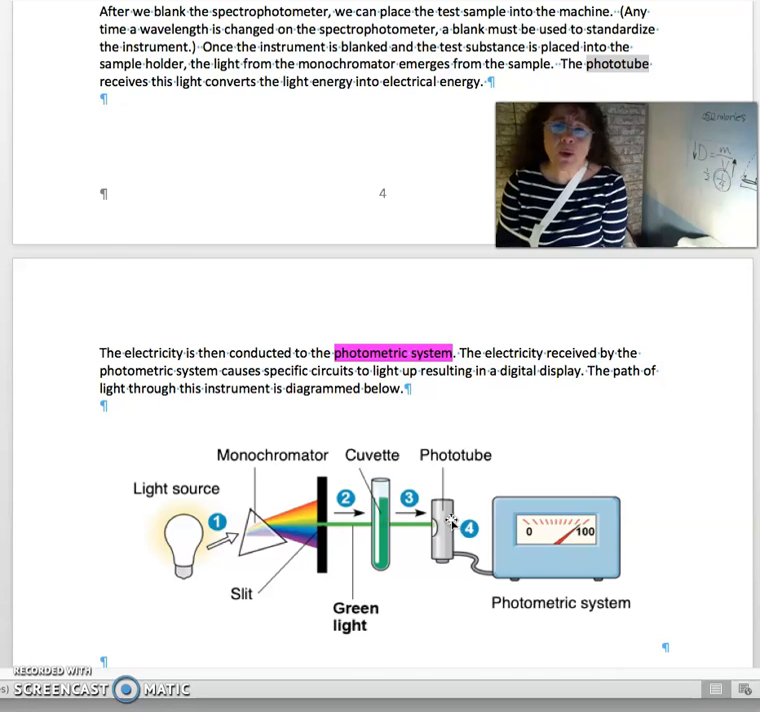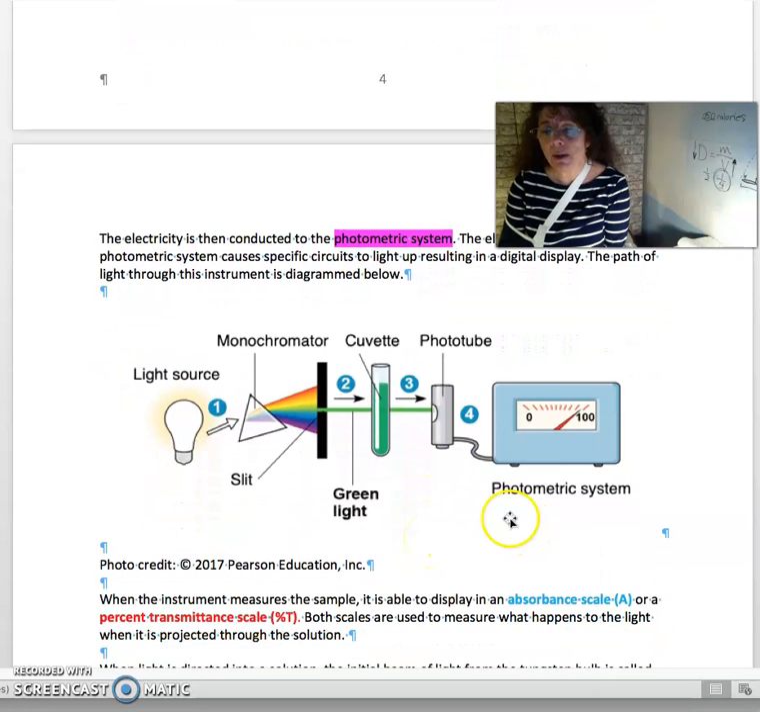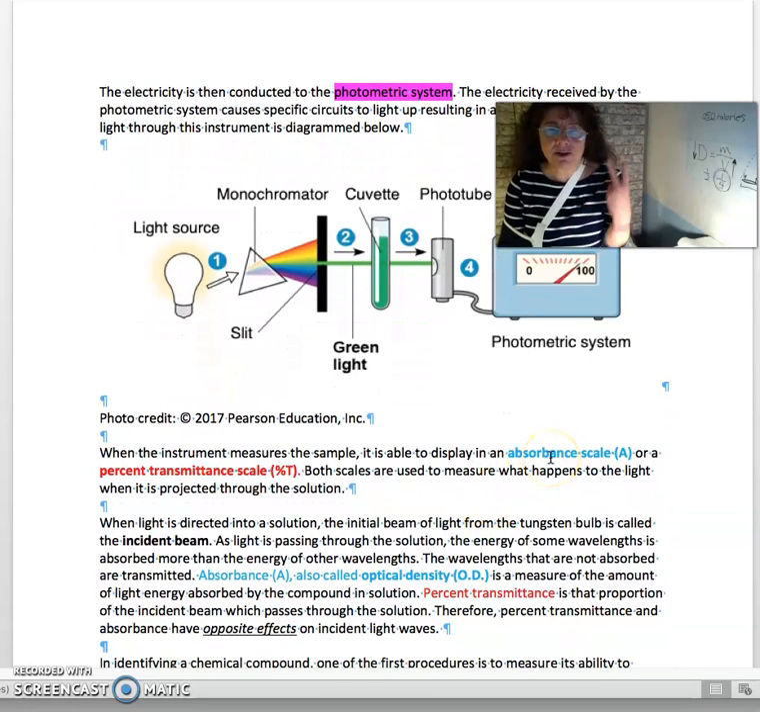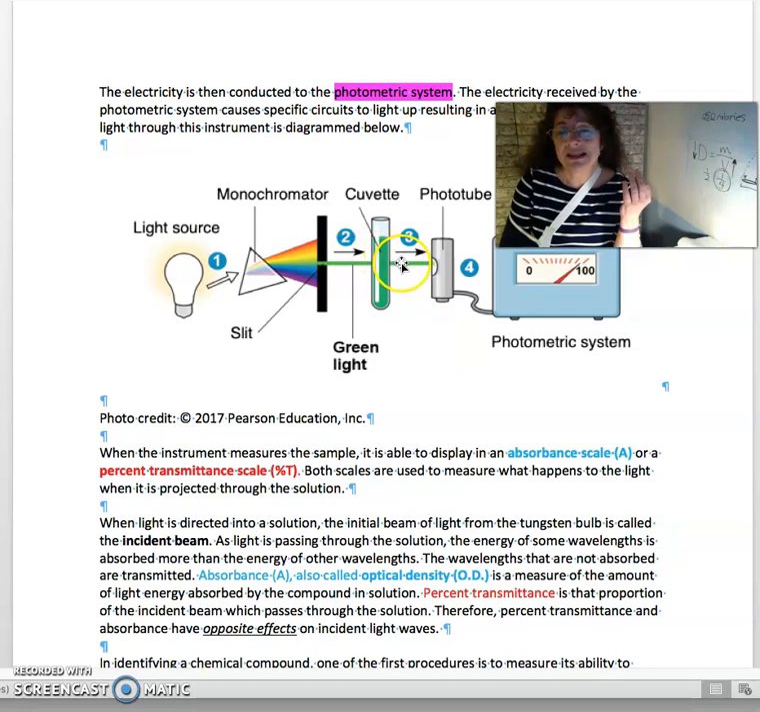Let's talk about what we've been saying about transmitting the light energy versus absorbing it. And this brings into mind what's going on on the photometric side. The photometric side will display two scales, and you can choose between either one of them. Most of the time in biology, we will use the absorbance scale, known as the A scale. So in other words, whatever doesn't come out through number 3 is absorbed by the compound in here.